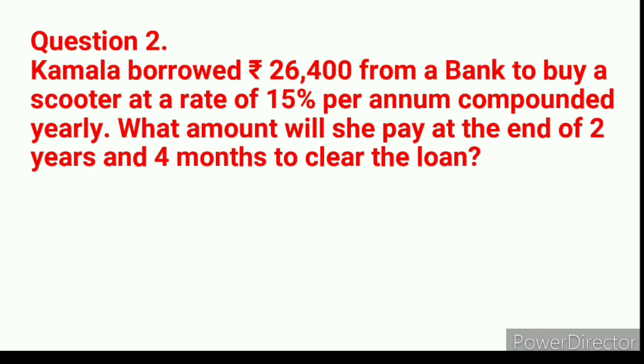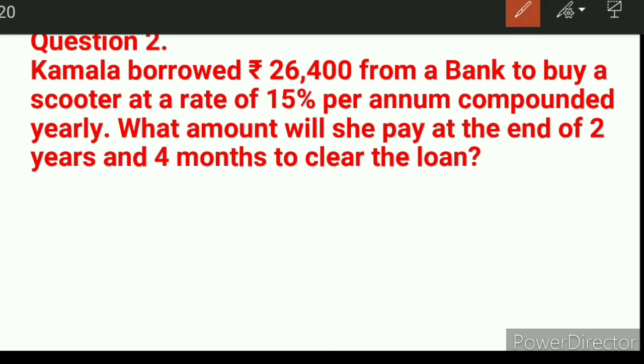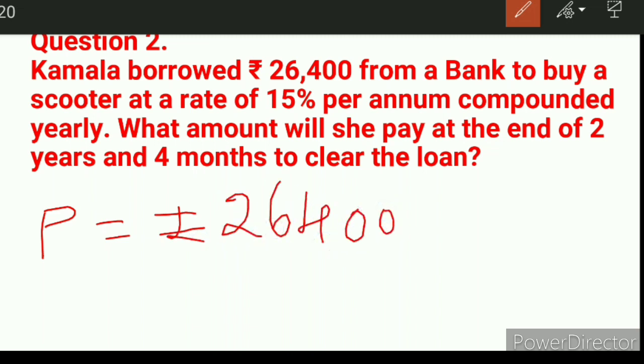Kamala borrowed rupees 26,400 from a bank to buy a scooter at a rate of 15% per annum compounded yearly. What amount will she pay at the end of 2 years and 4 months to clear the loan? Here principal is rupees 26,400, and R equal to 15%.